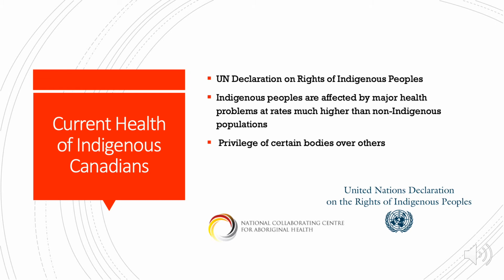Article 24 of the UN Declaration on the Rights of Indigenous Peoples discusses the health of Indigenous peoples. Indigenous peoples have the right to social and health services, but face barriers such as cost, travel, and discrimination to access these services. Indigenous peoples have an equal right to the enjoyment of the highest attainable standard of physical and mental health. However, in Canada and elsewhere, Indigenous peoples are affected by major health problems at rates much higher than non-Indigenous populations.